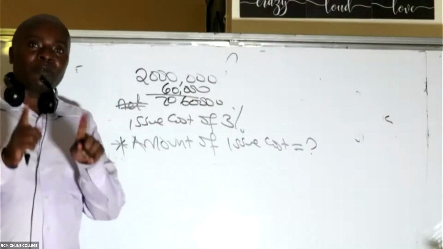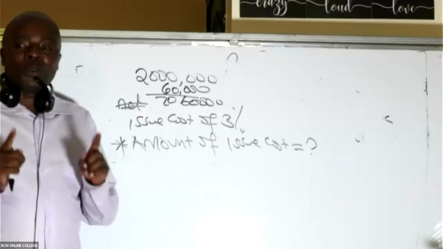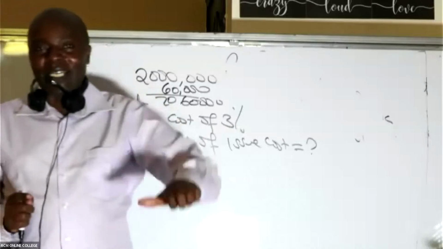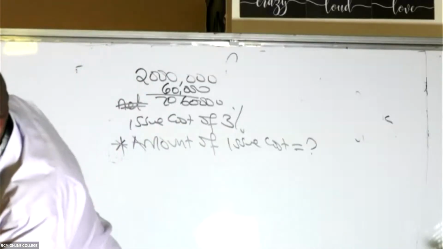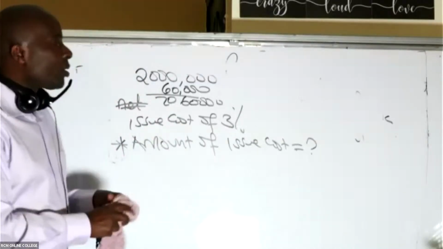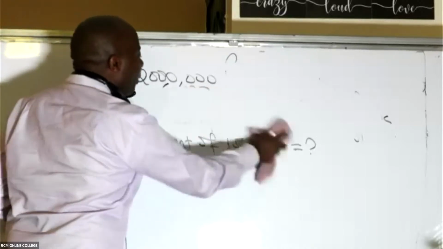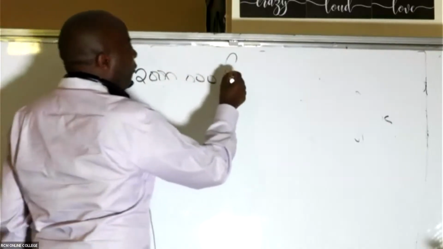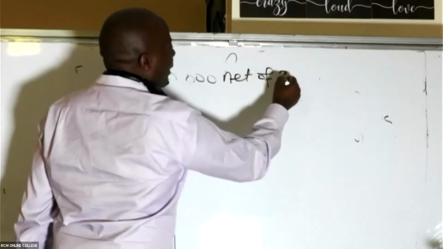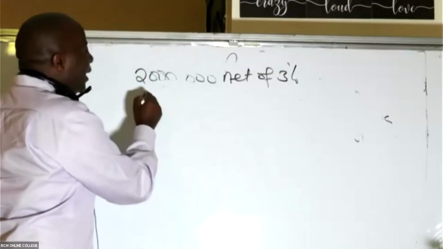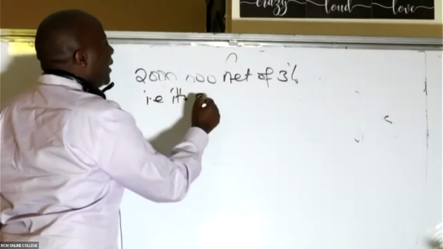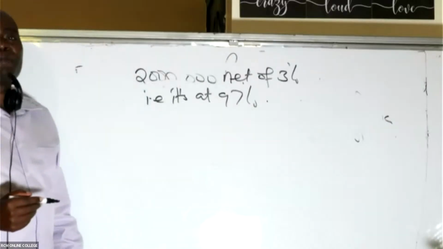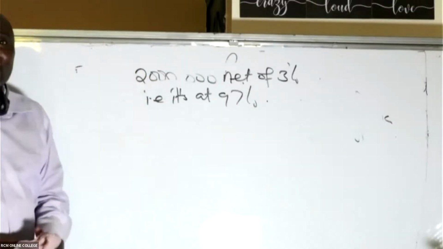Because he would want to be left with the 2 million. Ladies and gentlemen, I would want you to always remember this concept here, that the 2 million is net of 3%. Net of 3%, i.e., it is at 97%. So this 2 million is at 97%.